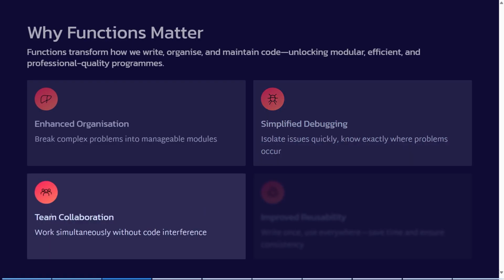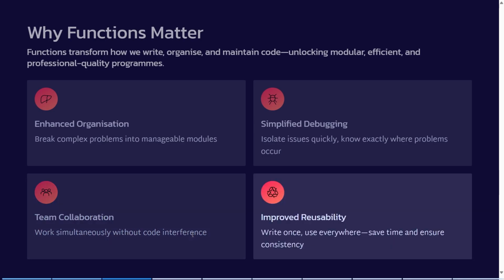There is team collaboration. That means you can work simultaneously without code interference, as I have shown you in the case of the calculator. Everyone in the team will be working individually on one of the modules, add, subtract, multiply, or division. And there is improved reusability. Once a module is written, I can call it in any program and use it. We have already seen the inbuilt functions. In the previous video, we saw how we can use the string functions. The code for string concatenation, string copy, and string length is already written, and we have just called them in our program and used them. That is called reusability.